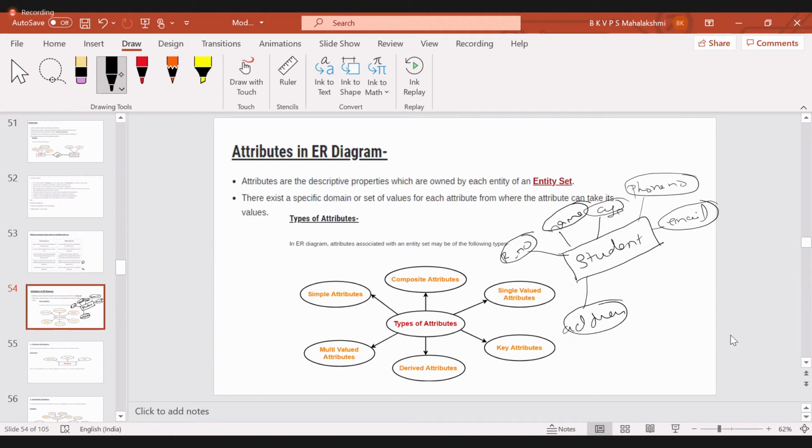GPA. CGPA. Okay, so these are the attributes.